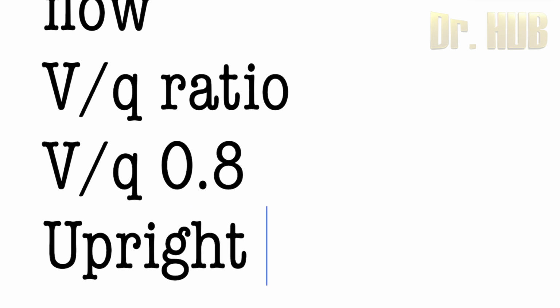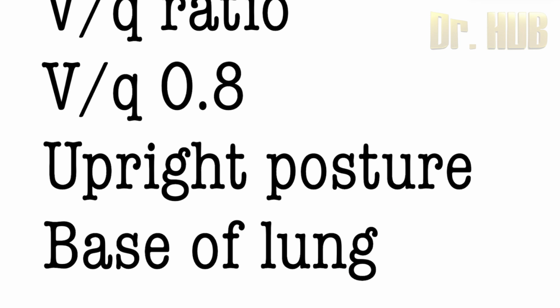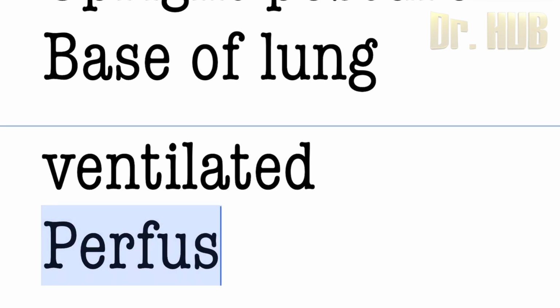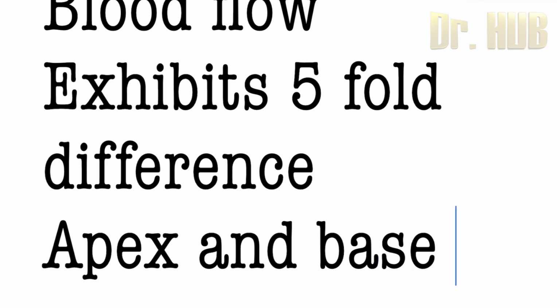In terms of the upright posture, the base of the lung is better ventilated and better perfused than the apex. But when you look at the blood flow, it exhibits a 5-fold difference between the apex and the base of the lung, whereas the ventilation is just a 2-fold difference.